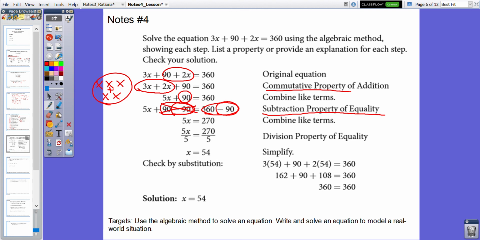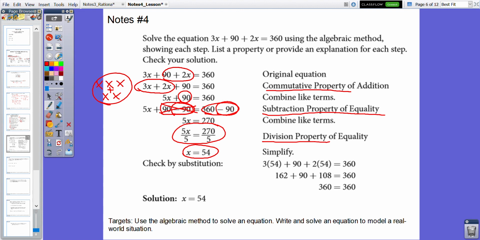So I have to use division to get to this final point here. So 270 divided by 5 is 54. Now 5 divided by 5 is 1. Therefore, when I have 1x, or 1 times x, I can just leave it as x because 1 times any number is itself. And here's how we check our solution to make sure it's true.